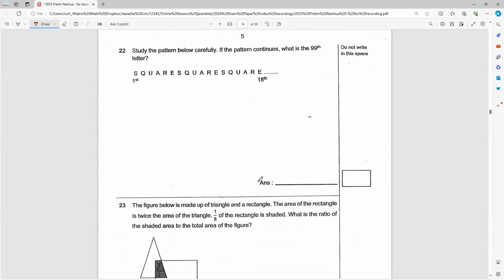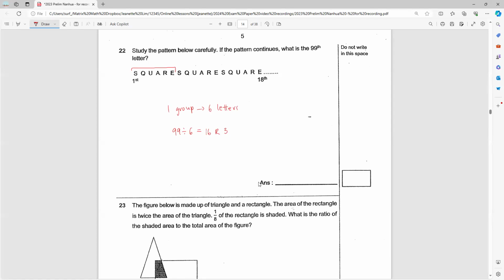Question 22. Study the pattern below carefully. If the pattern continues, what is the 99th letter? If you notice, the letters actually repeat after 6 letters. So every one group has 6 letters. But you want the 99th letter, so you take 99 divided by 6. You can do your long division. You should get 16 remainder 3.